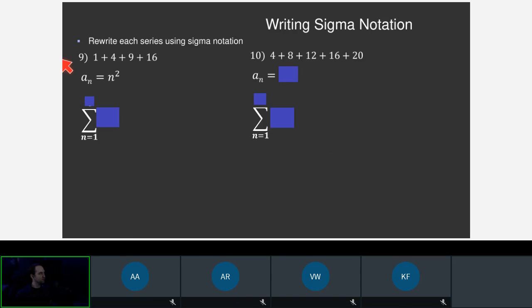All right, so going back here, we now have the derived expression, n squared. So we're going to do n equals 1, 2. How many n values do we have? How many terms do we have? 4. So n equals 1 to 4. Yep. And then n squared.